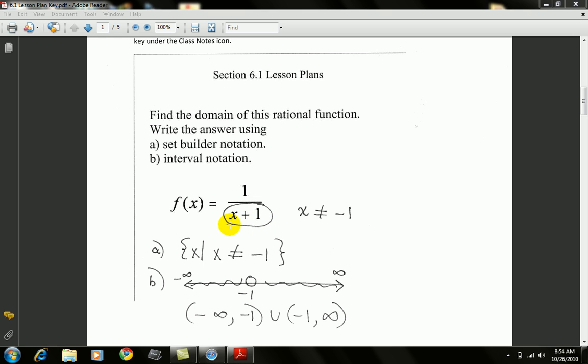So for example, in this particular problem, I'm calling -1 a restricted value because if I put -1 into the denominator, -1 plus 1 would become 0. And if you remember from arithmetic, dividing by 0 is not allowed. If you tried to put into your calculator 1 divided by 0, it would give you an error.